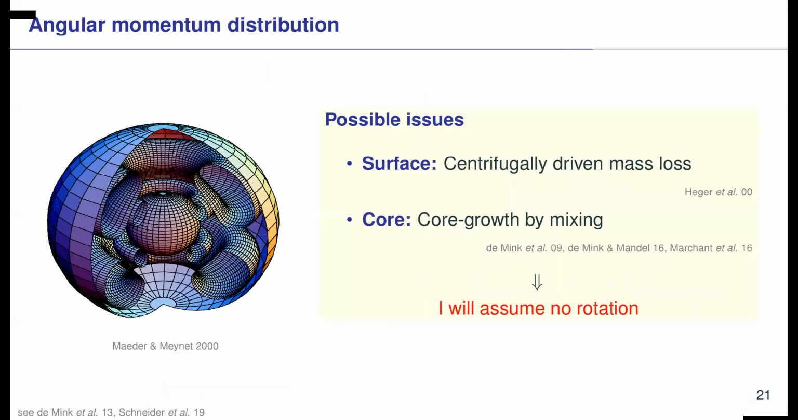The second issue is the angular momentum budget. As soon as you're not in a perfectly head-on collision, you will have some angular momentum that you have to put somewhere in your star. And if you put it at the surface, then you can get centrifugally enhanced mass loss, which decreases the total mass that you have available for your black hole. So that's maybe not very good.